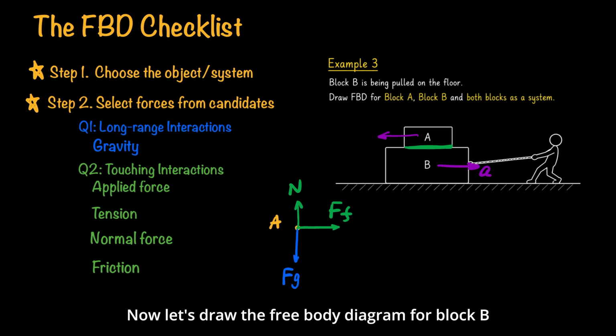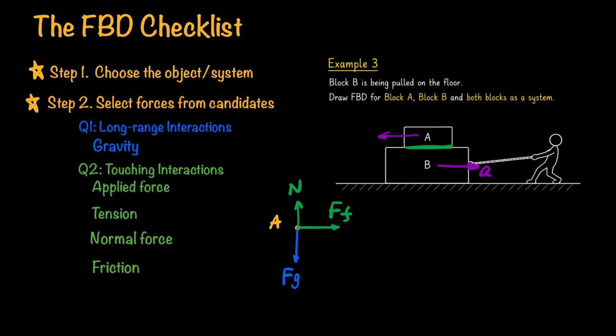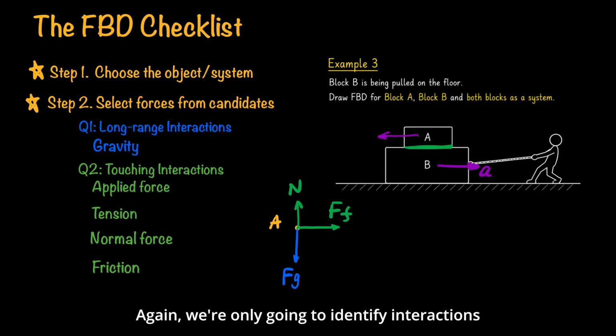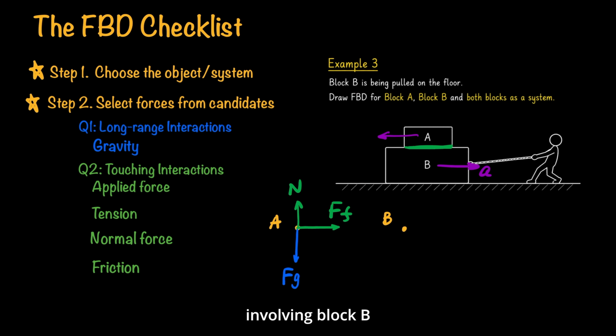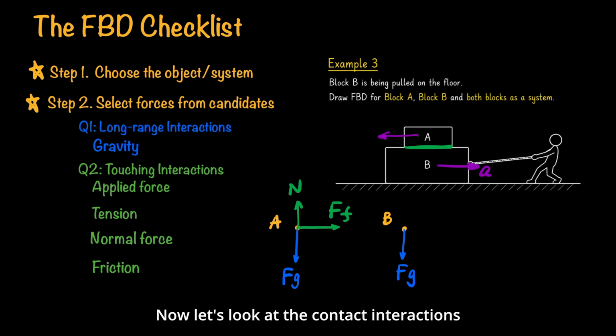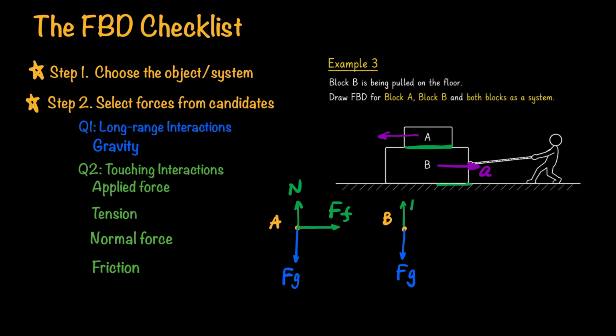Now let's draw the free body diagram for block B. Again, we're only going to identify interactions involving block B. First, is there a long-range interaction? Yes, the Earth pulls on block B, so I draw the gravitational force. Now let's look at the contact interactions. What's touching block B? First, the floor. The floor is supporting block B. So I'll draw the normal force.